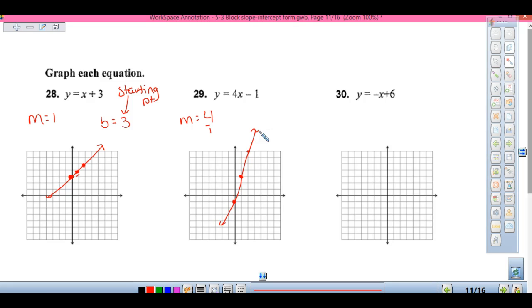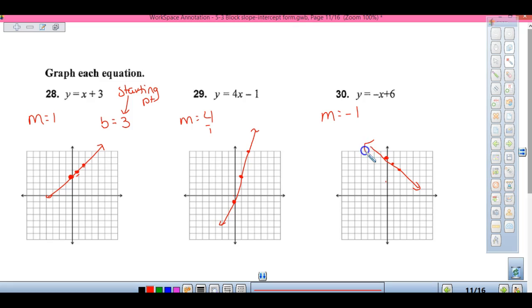Okay, so this one, what's my slope? My slope is negative 1. What's my starting point? My starting point is 6. So 1, 2, 3, 4, 5, 6. It means to go down 1, and we're always going to the right. So down 1 over 1, down 1, over 1.